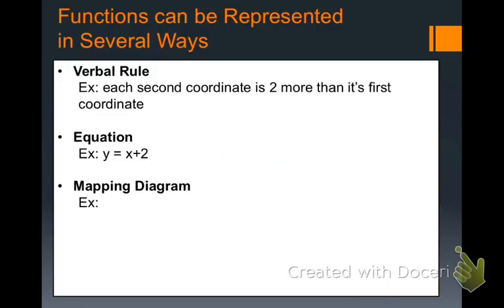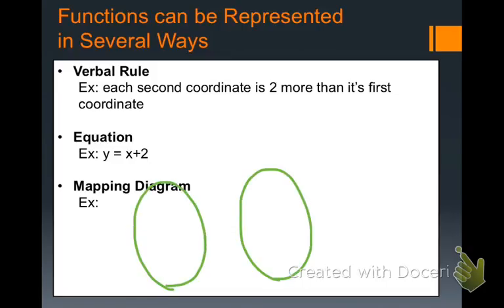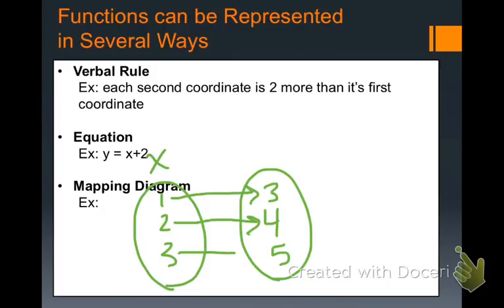And then the last thing, which might be new, is called a mapping diagram. So you have two kind of ovals usually. And on the left, you have your input or your x values. So maybe we have 1, 2, 3. And if we're to plug them into our equation up above, our output would then be 1 plus 2 is 3, 2 plus 2 is 4, and 3 plus 2 is 5. And the mapping diagram tells us which output each input is mapped to. So 1 is mapped to 3, 2 is mapped to 4, and 3 is mapped to 5.